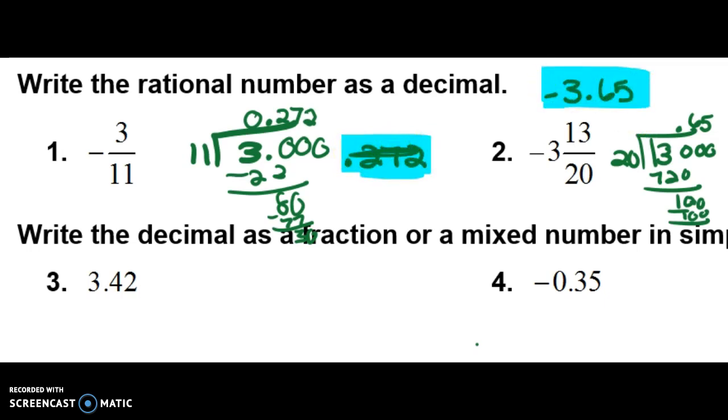All right. So now down here it says that we need to write the decimal as a fraction or mixed number in simplest form. So I know that my fraction is going to be 3 and something something, because that's what that whole number tells me there. So then I have 3.42. That 0.42, that's going to be 42 out of 100.